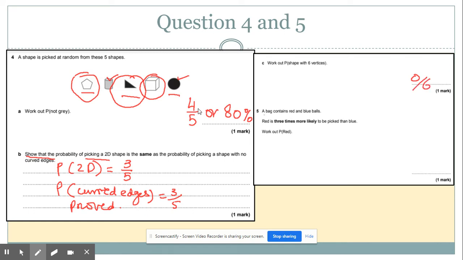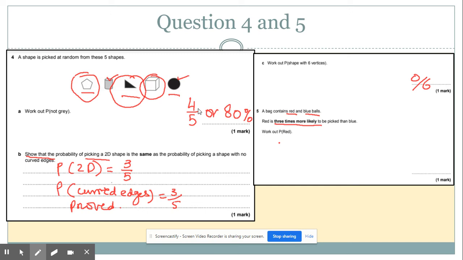This question: a bag contains red and blue balls. Red is 3 times more likely to be picked than blue. Work out the probability of red. So many of you were asking me this question, especially from my class. There is no number given. You just need to read the question properly. And if you are stuck, it's always wise to draw some pictures.